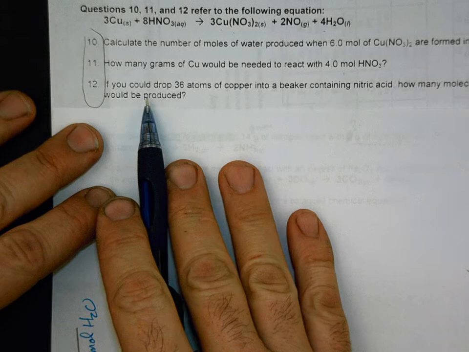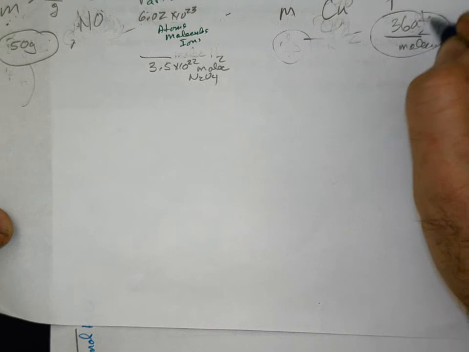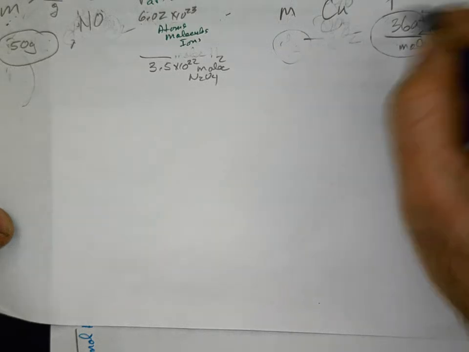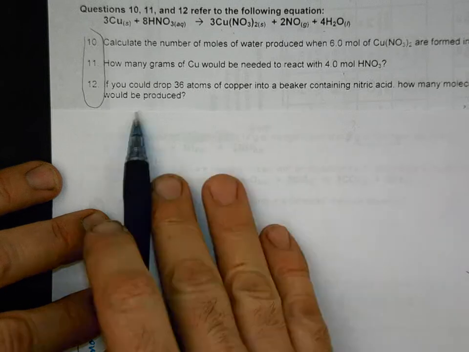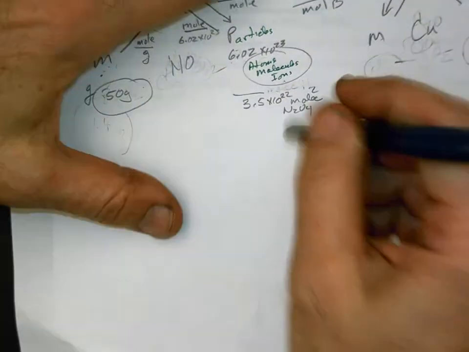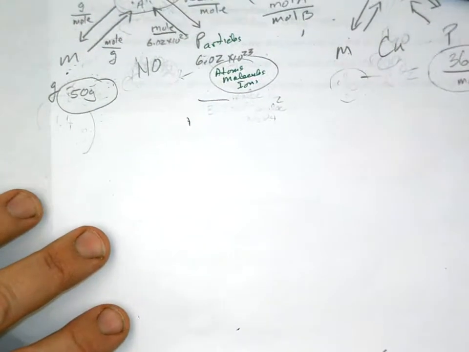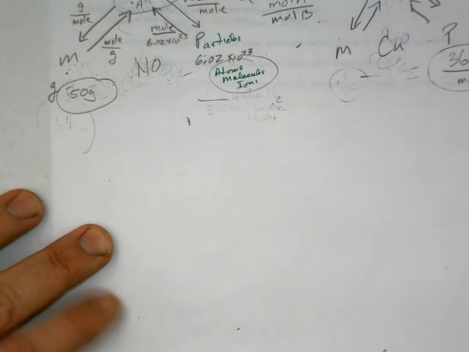So what we're given in this problem is 36 atoms of copper. So we're going to start over here. We're given 36 atoms of copper. And then we need to convert that into molecules of NO. And molecules of NO are going to end up being right over here. Let me get rid of the distracting stuff from the previous problem. So we're going to convert to moles. Mole ratio over to here and then back down. So it's a molecule setup.